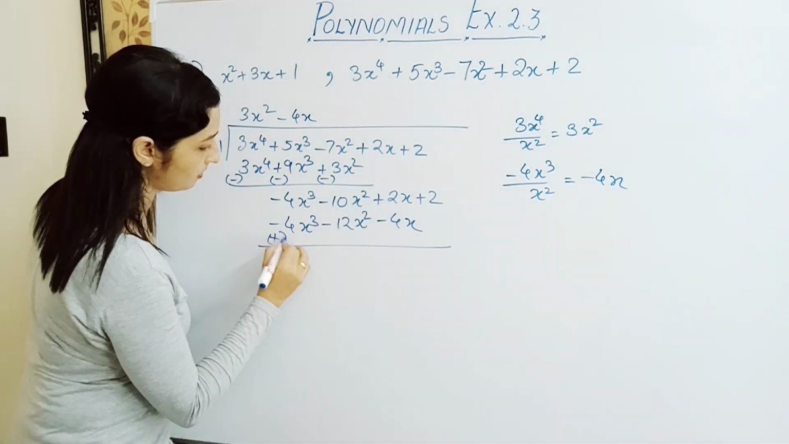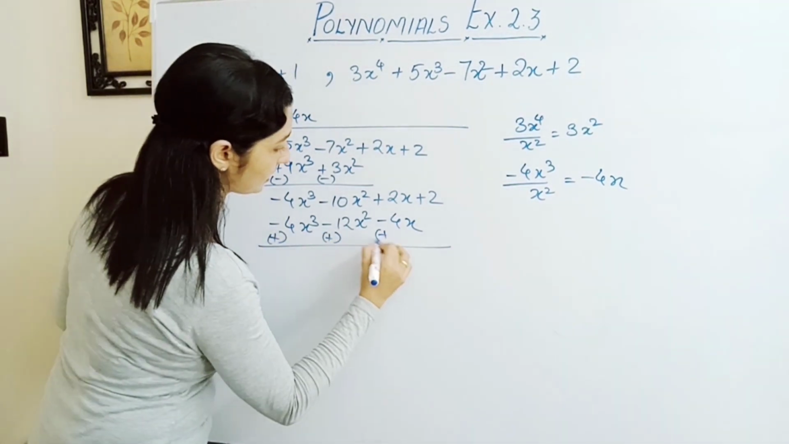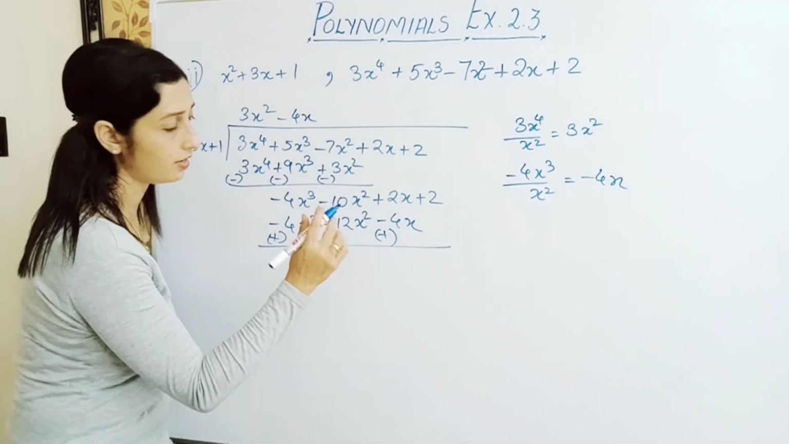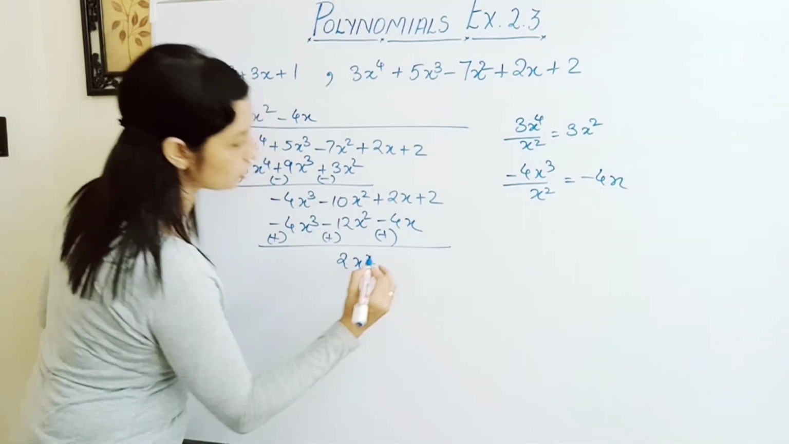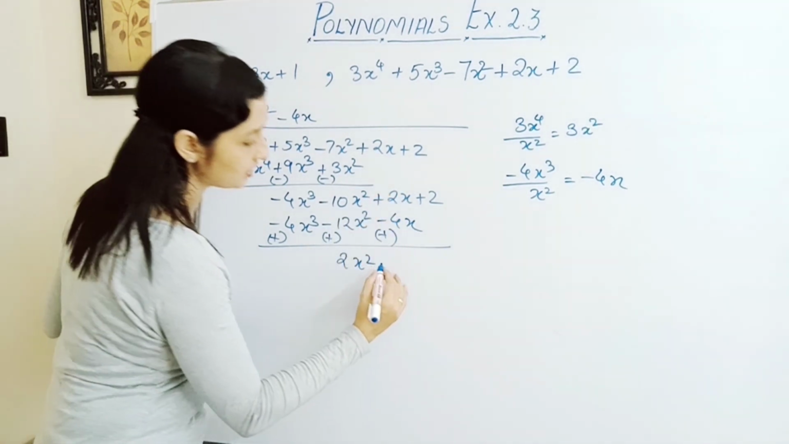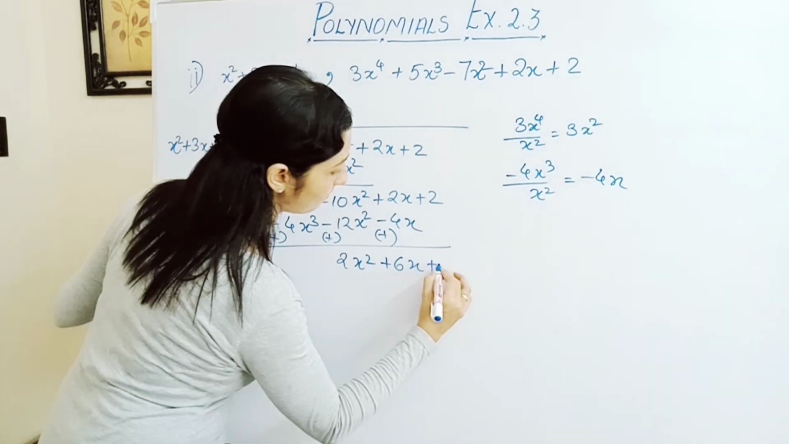So this becomes plus, plus, plus. So what do you get? This gets cancelled. Minus 10 plus 12. So that is 2x square plus 2 plus 4. So that is plus 6x plus 2.